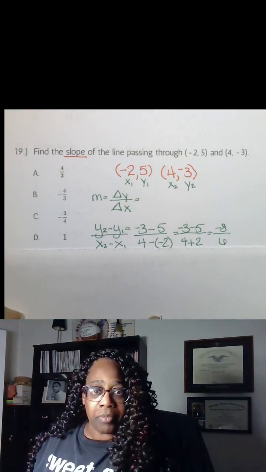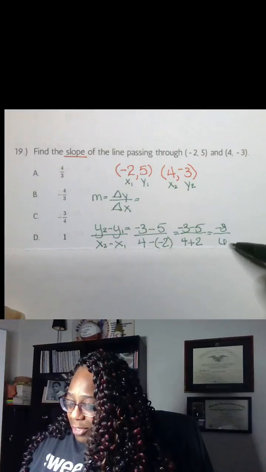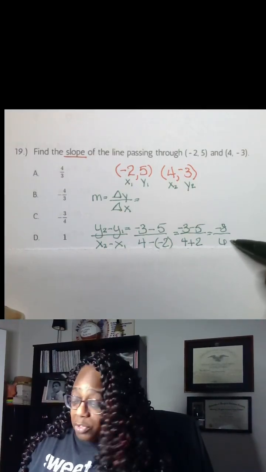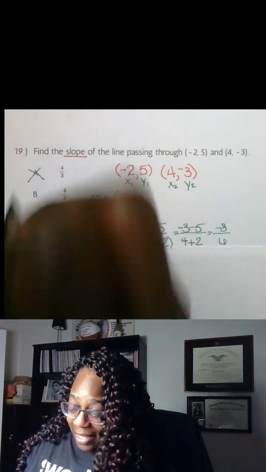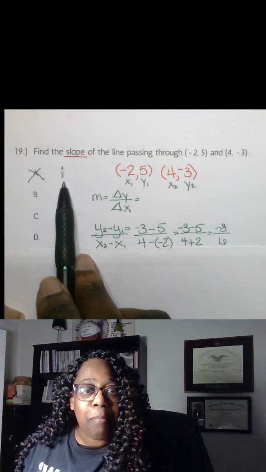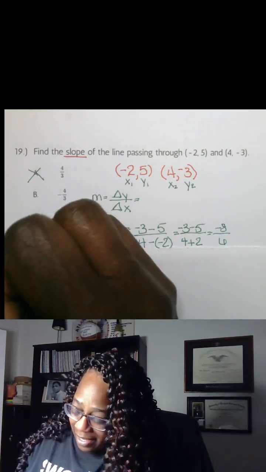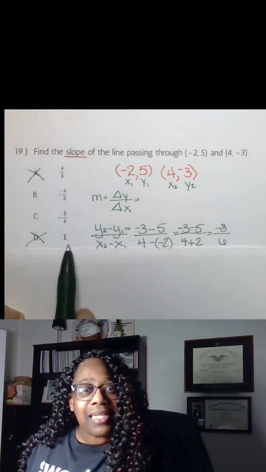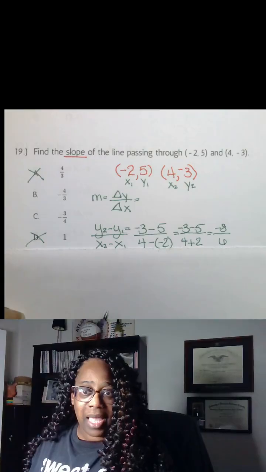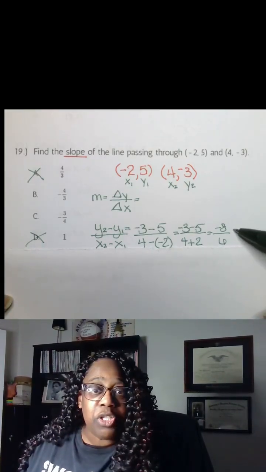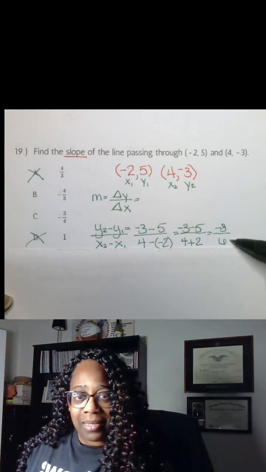So now I know I have a negative answer. I'm going to have a negative slope. So right away, A is out because A is a positive 4/3. I know that D is out because it's a positive 1. Okay, process of elimination. So now I need to reduce 8, 6.